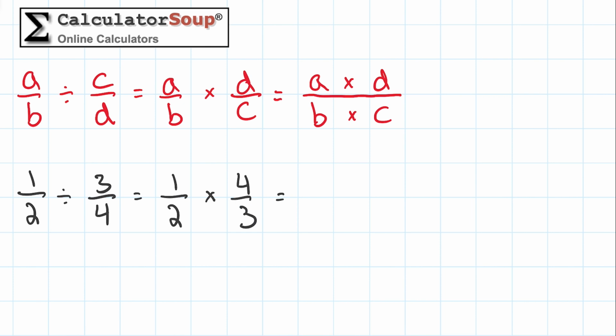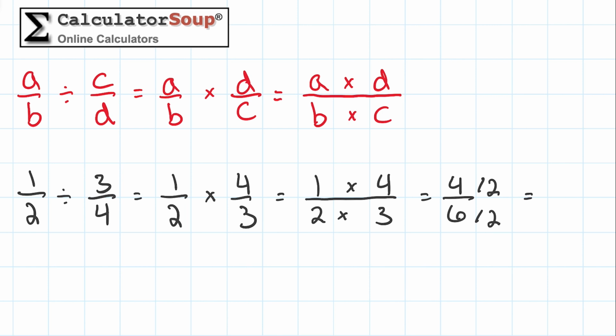Now, multiply 1 and 4 to get 4 in the numerator, and 2 times 3 in the denominator to get 6. This fraction can be reduced, and the greatest common factor between 4 and 6 is 2, so divide both the numerator and denominator by 2. 4 divided by 2 is 2, and 6 divided by 2 is 3. So our final answer is 2/3.